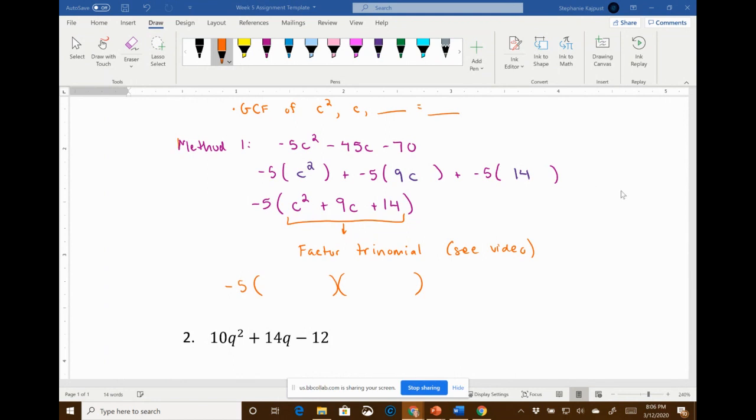So for the second problem, you would do something similar. You would have a different GCF, but it would be a number.